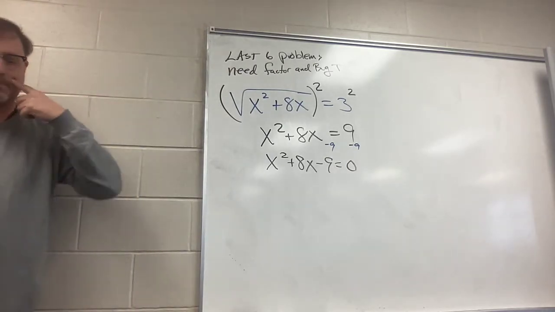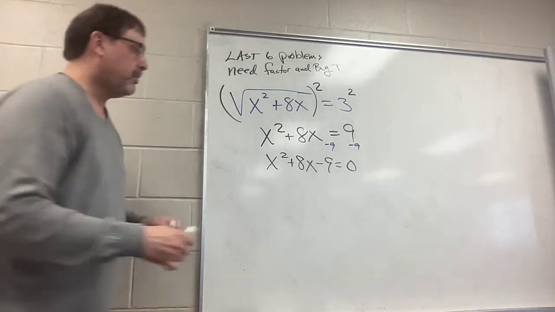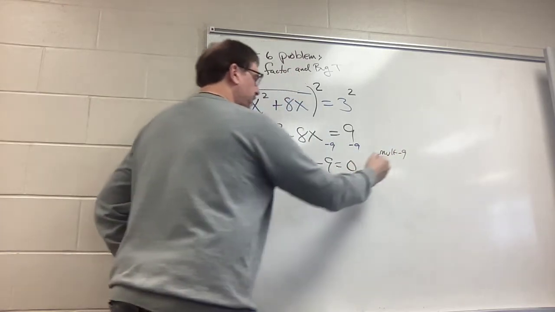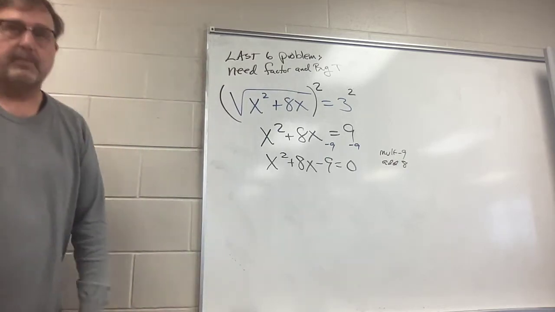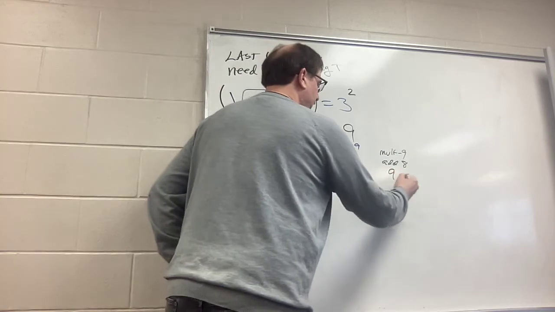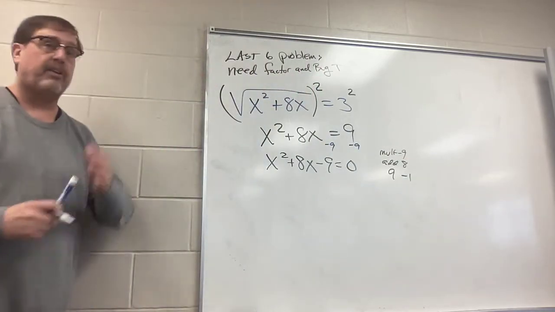Like it or not, you've got to multiply to be -9. You have to add to be 8. We have done this so much, I hope you are good at this. I believe 9 and -1 are the ones that multiply to -9 and add to 8.